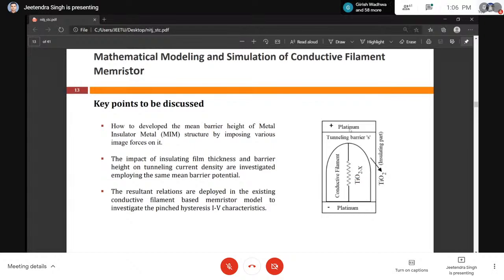Basically, this is a metal structure, and I told you that there is a tunneling barrier. So we just have to model this tunnel barrier. After modeling this tunnel barrier, it is simulated in MATLAB to realize its IV characteristics, which are compared with the experimental data, and then it is applied to the circuit level.